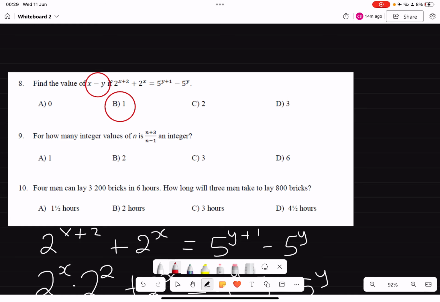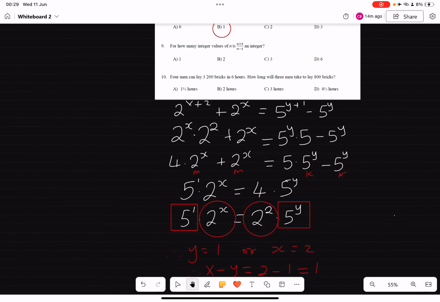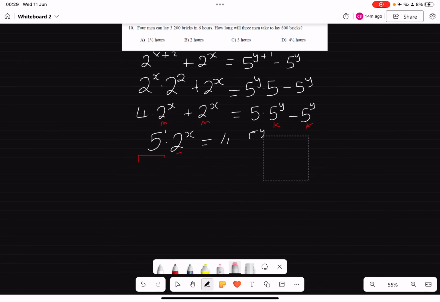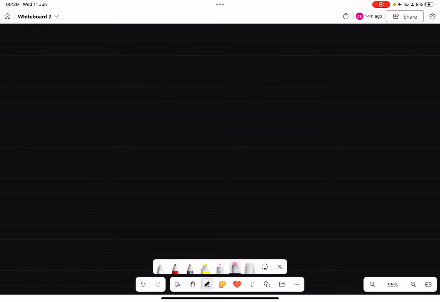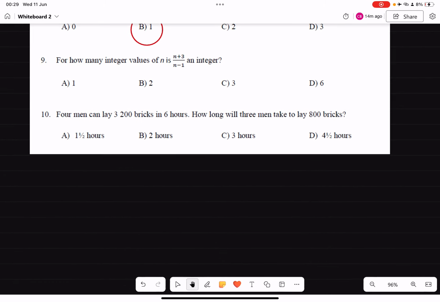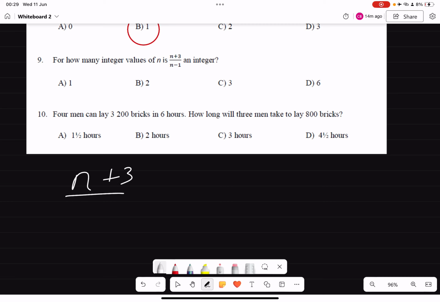Right. Let's now go tackle question 9. Okay, I'm going to erase a little bit. Let's erase question 8. That's sorted. So on question 9, they say, for how many integer values of n is n plus 3 over n minus 1 an integer?